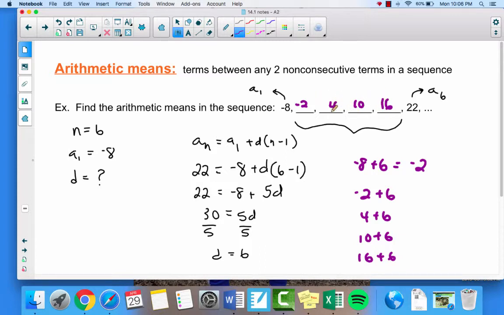So this formula here is very useful, not only in just finding one term, but also finding the arithmetic means, which are multiple terms. And it's all about what you have in the equation. So plug in what you know and then solve.